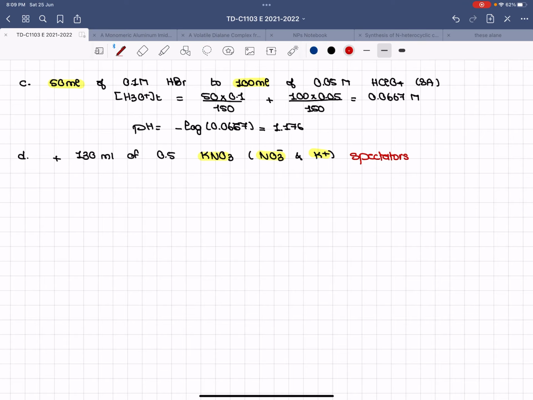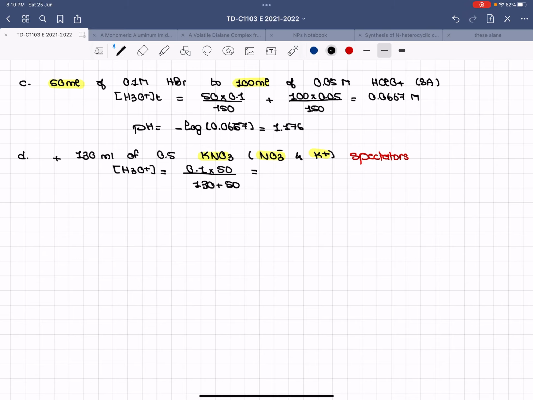Both of them are spectators. It means that they do not affect the acidity or the basicity of the solution. So what you're doing is simple dilution. You're adding HBr to a solution containing spectators. This is simple dilution. The new concentration of HBr is 0.1 times 50 divided now by the total volume, 130 plus 50, 180.